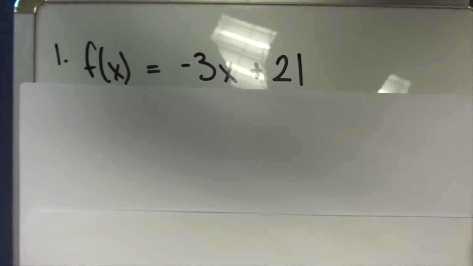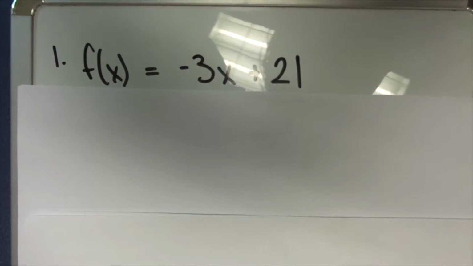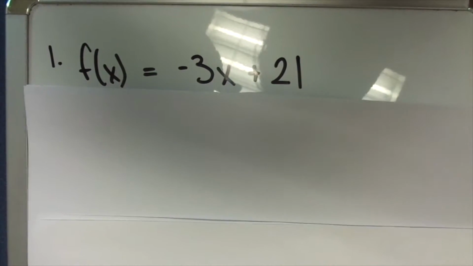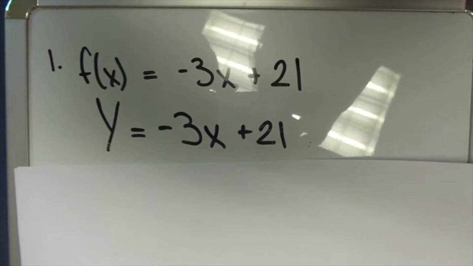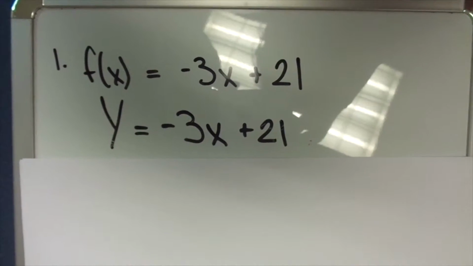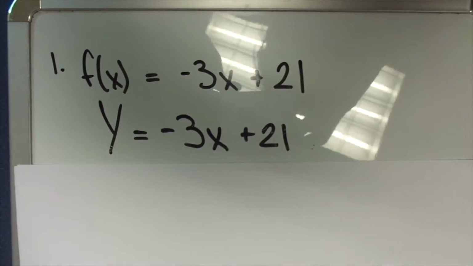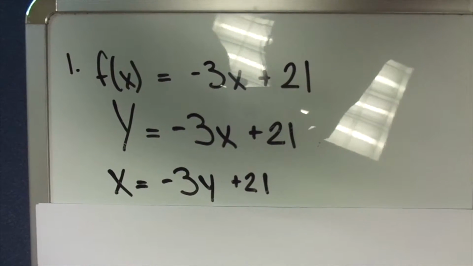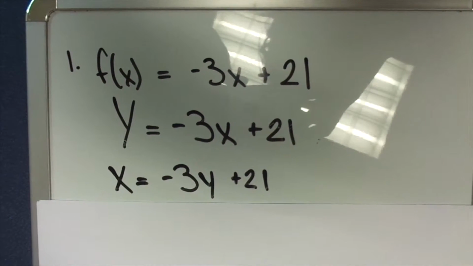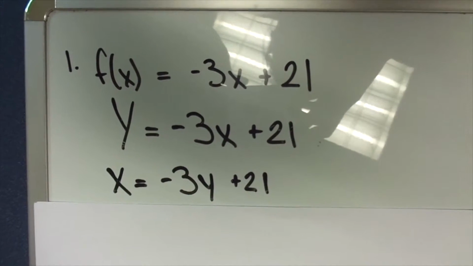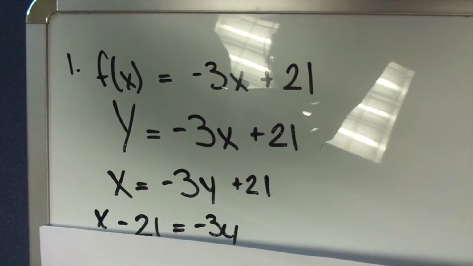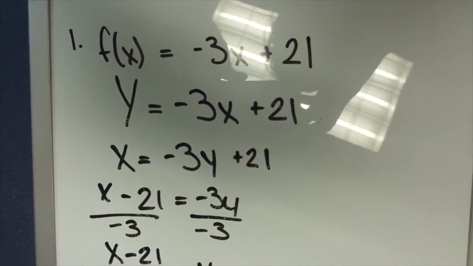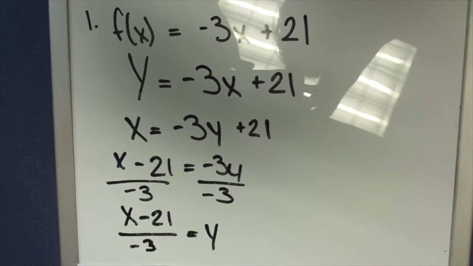Now we're going to learn how to change a function into an inverse. Here we have f of x equals negative 3x plus 21. First, we substitute y for f of x, so it becomes y equals negative 3x plus 21. Then we switch the x and y values and make it x equals negative 3y plus 21. Then we can just solve it and get the equation for what y equals.